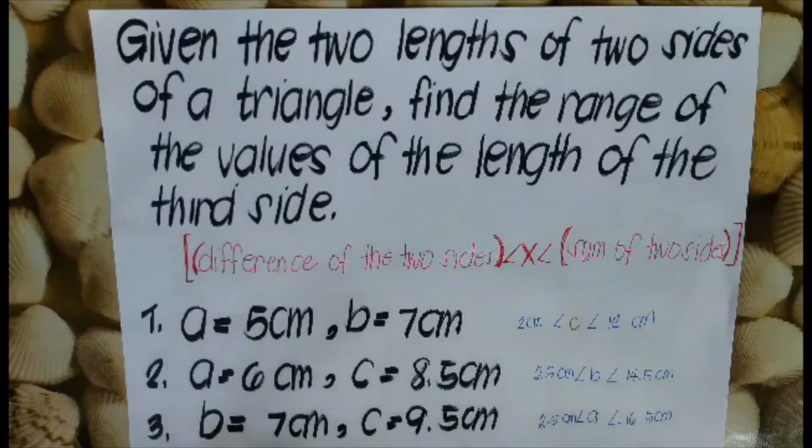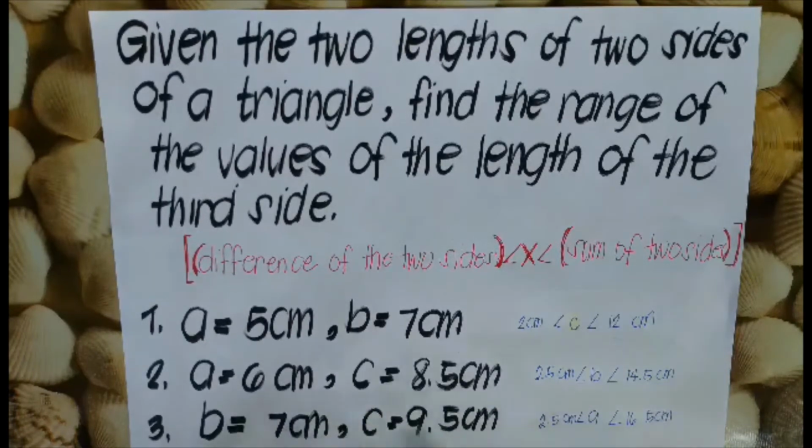Number 3, B is 7 cm and C is 9.5 cm. So we subtract them. That gives us 2.5 cm. And we add them. That gives us 16.5 cm. Therefore, the length of side A is greater than 2.5 cm but less than 16.5 cm.